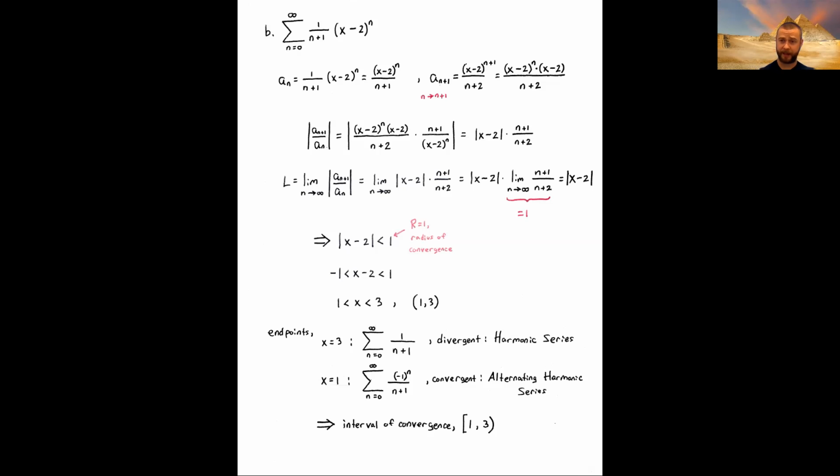Now the previous example, part A, our ratio was independent of n. Now we have a result for the ratio that does depend on n.